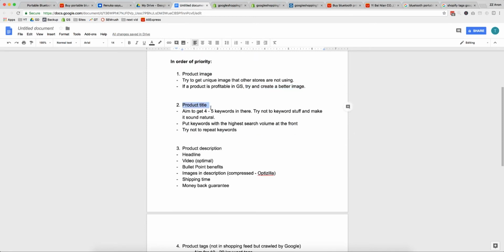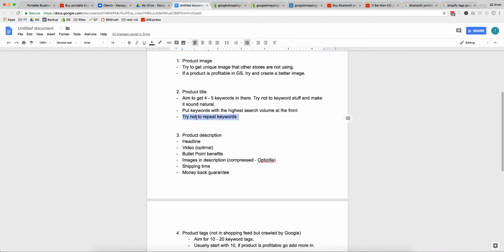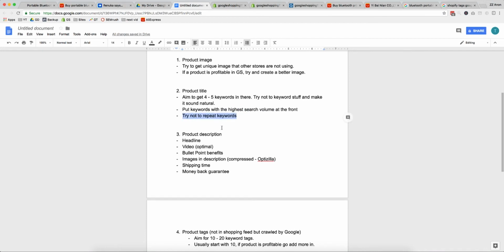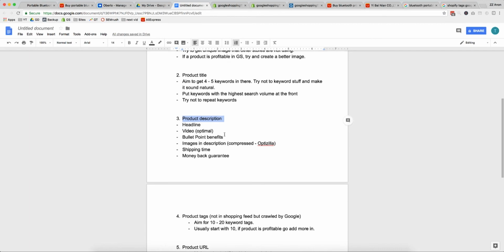For the product titles, you want to aim to get 4 to 5 keywords in there, but you also want to make the product title sound kind of natural. You don't want to stuff keywords in there. When you're choosing what keywords to put at the start of the title, you always want to get the highest search volume keywords and put those at the front of the title. And you don't want to repeat keywords in your title. Google hates that.